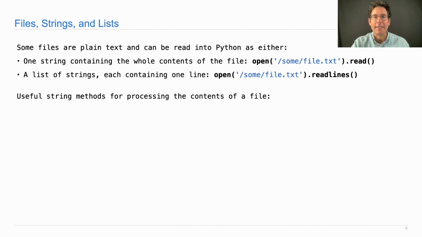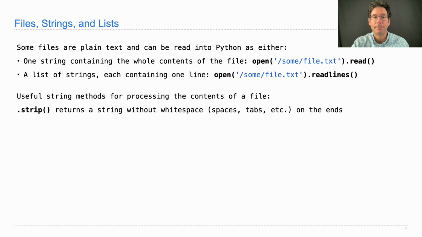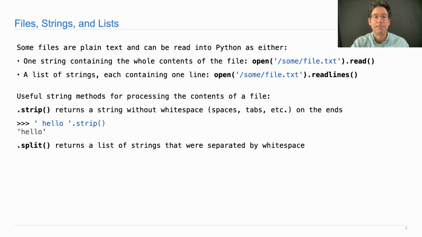Once you've read the lines, you want to figure out what's in those lines. And here are some useful string methods for processing the contents of a file that is a plain text file with structured data within it, representing trees. .strip is a string method that returns a string without any white space, such as spaces and tabs, on the end, and this helps get rid of indentation. So if you have hello and you strip off the spaces at the beginning and end, you're left with just the letters and no spaces.